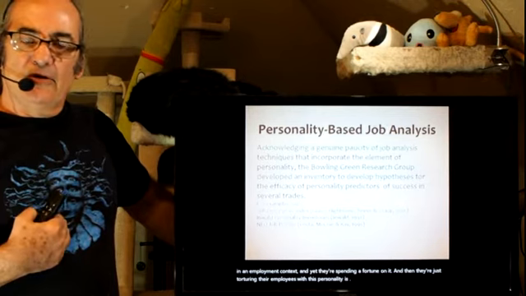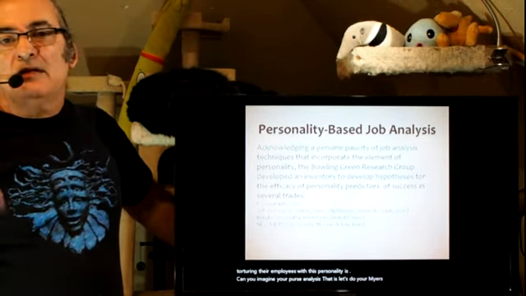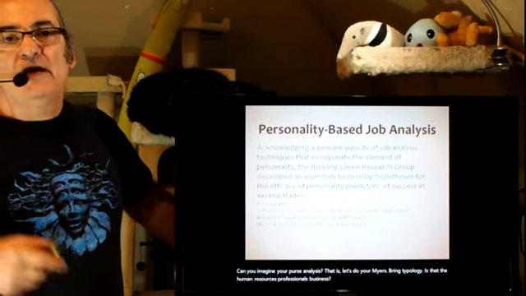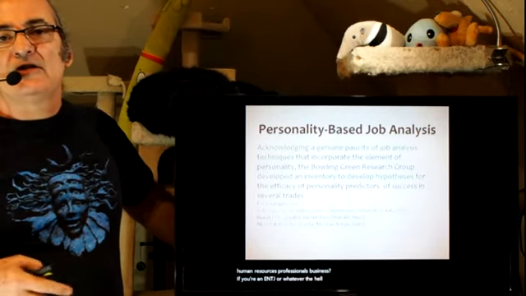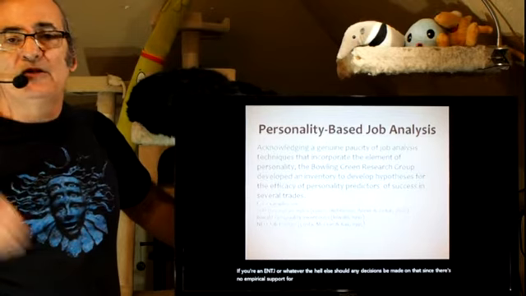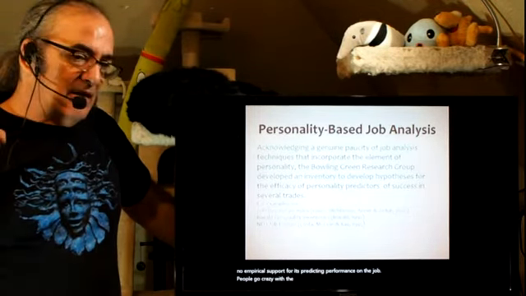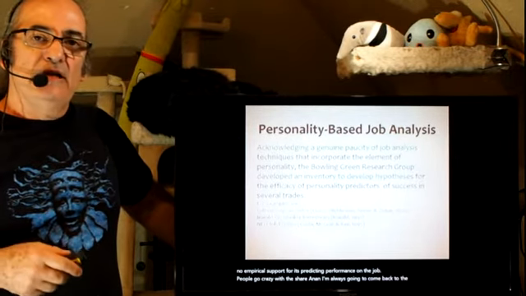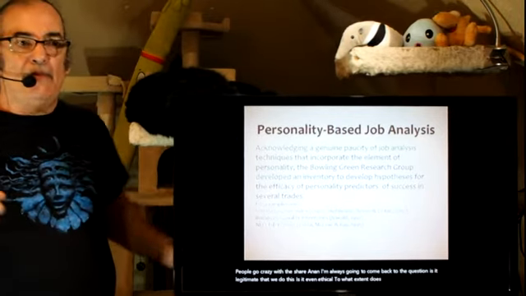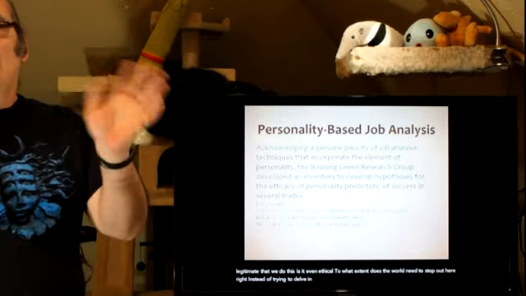Can you imagine your Personalysis? That is, let's do your Myers-Briggs typology. Is that the human resources professional's business, if you're an ENTJ or whatever else? Should any decisions be made on that, since there's no empirical support for its predicting performance on the job? People go crazy with this, and I'm always going to come back to the question, is it legitimate that we do this? Is it even ethical? To what extent does the world need to stop out here, instead of trying to delve in here?